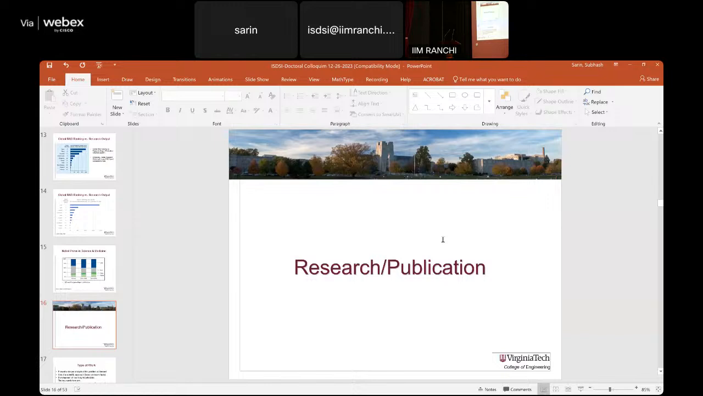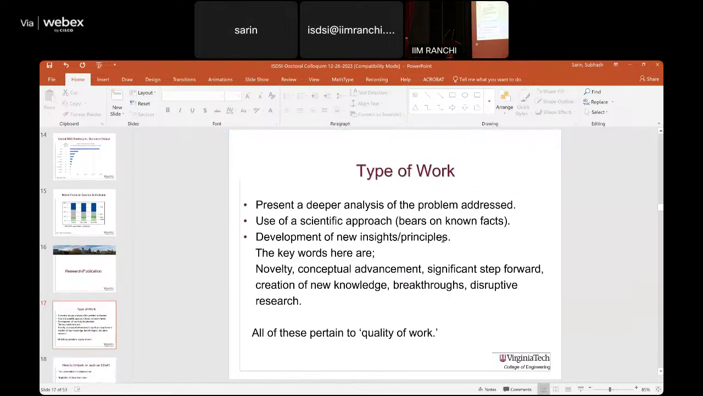So the next thing I want to talk about is how to do quality research. What is the difference between good research and not good research? And the same thing with publication: how to write good quality publications. I'm sure you are in the process of doing research right now, and you will be continuing to do that in the future as well if you get into academia. So what constitutes good work? That is the key thing here.